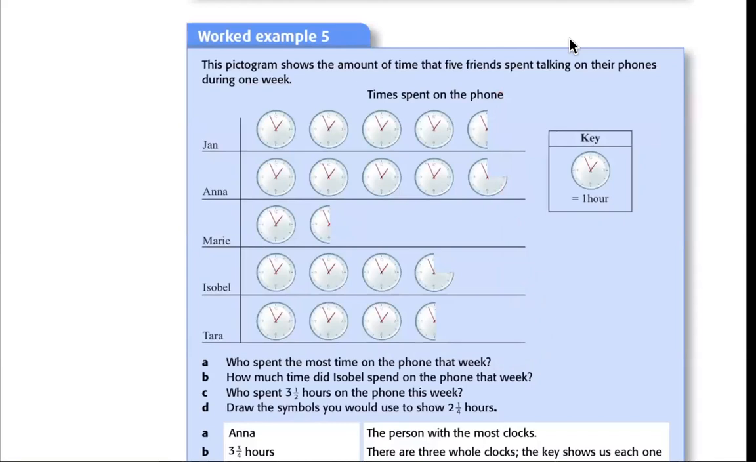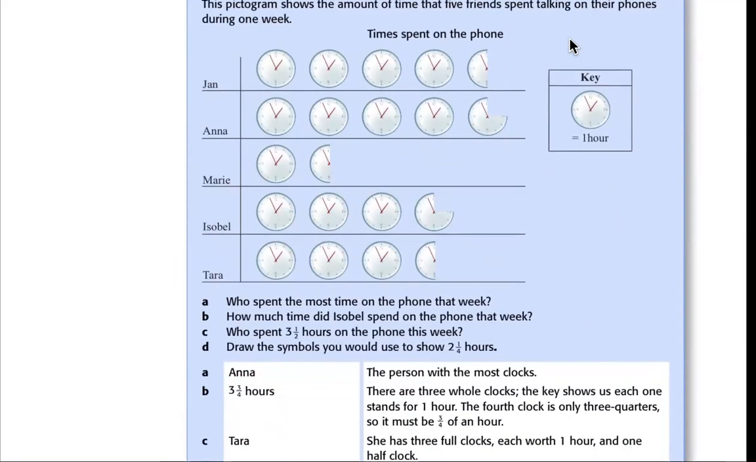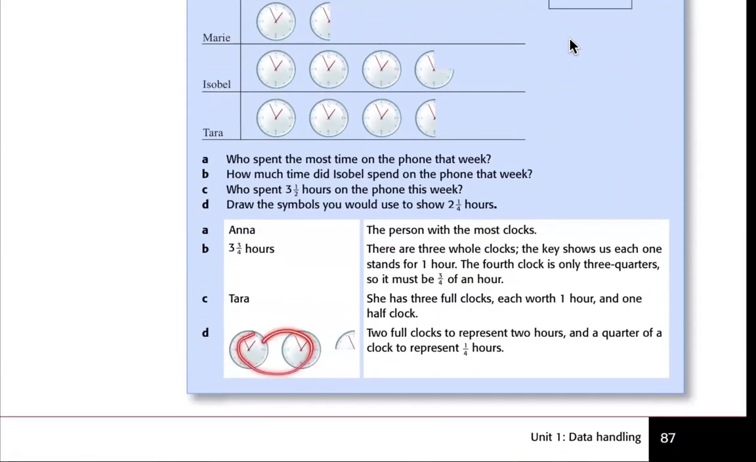Next one, how much time did Isabel spend on the phone last week? Isabel, you can see here, 1, 2, 3, 3/4. Next one, who spent 3.5 hours? You can see who has three altogether, 3.5 hours. Last one, draw the symbol you will use to show 2.25 hours. You just need to draw 2 clocks and then a quarter of a clock. 2.25 hours.